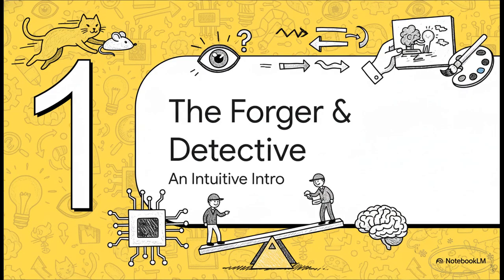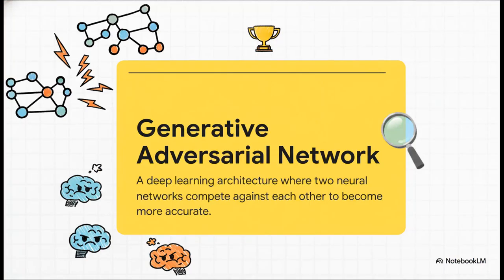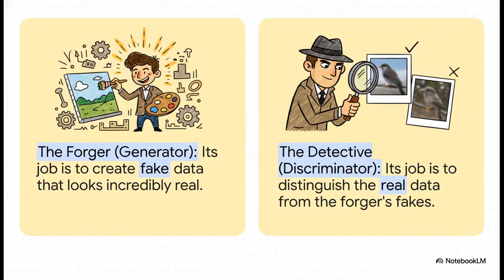All right, let's start by formally meeting our two main characters in this digital cat-and-mouse game. It's their constant battle, their rivalry, that actually builds one of the most creative tools in AI today. So what exactly is a GAN? Let's map our story directly onto the tech. The forger is called the generator. Its one and only mission is to create fakes, fake images, fake text that are so good they can fool the other network. And the detective? That's the discriminator. Its job is to look at any piece of data it's given and make a call. Is this real or is it a fake?